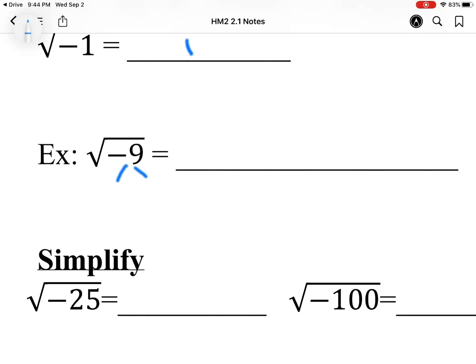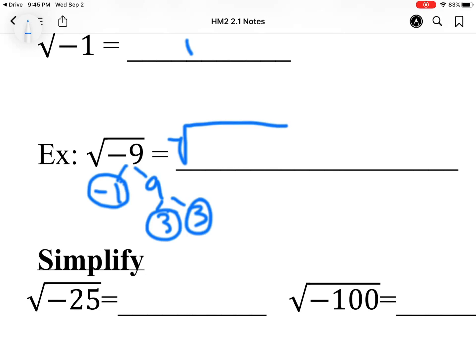So we're going to separate out these numbers like we did previously, except if there's a negative, take out that -1 first. So this is how I would do it. -1 times 9. -1 is prime. Then you would do your 9, so you would have 3 times 3. So that means underneath your radical, you would have -1 times 3 times 3.